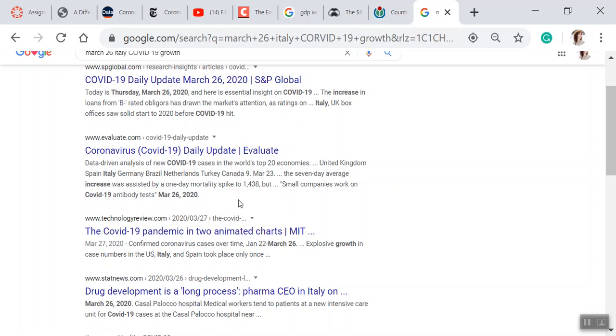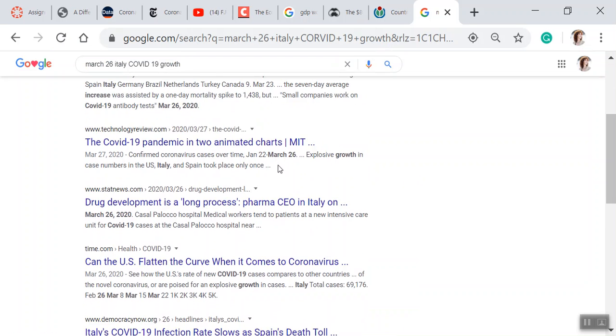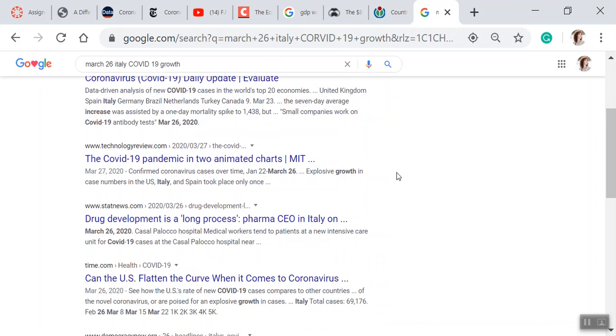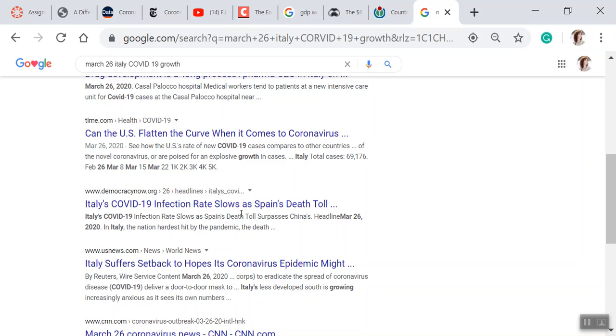I have my coronavirus updates. I have different charts. Okay, I have this idea that there's a long process. I really want to make sure I'm looking at that March 26th. Okay, and here we have, can the US flatten the curve? Italy's rate is slowing. Okay, Italy suffers a setback.